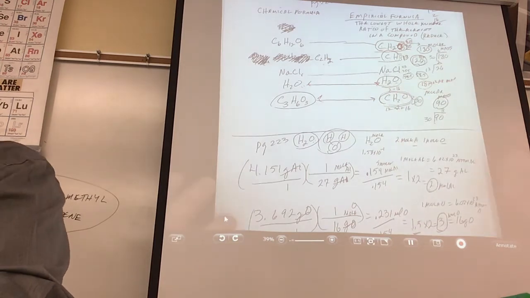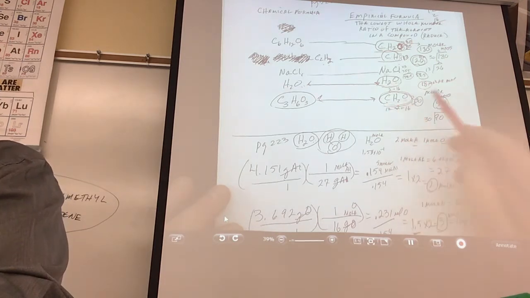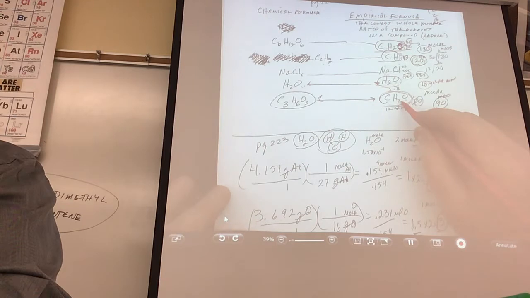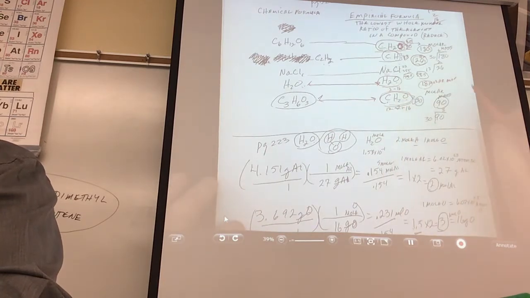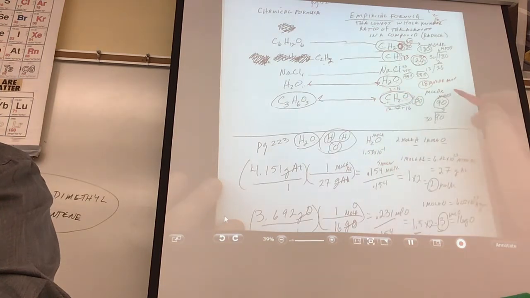And the last one is, this is my empirical formula, but another test told me that the real chemical had a molar mass of 90. Is this the real chemical? Who have I not called on yet? May, help me out. Is the real chemical this one? The molar mass has to be 90. Does this add up to 90? How much does that add up to?